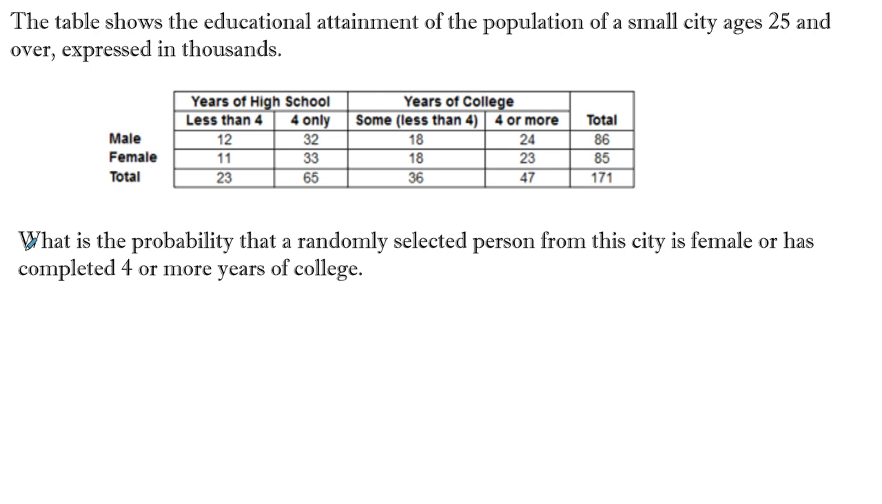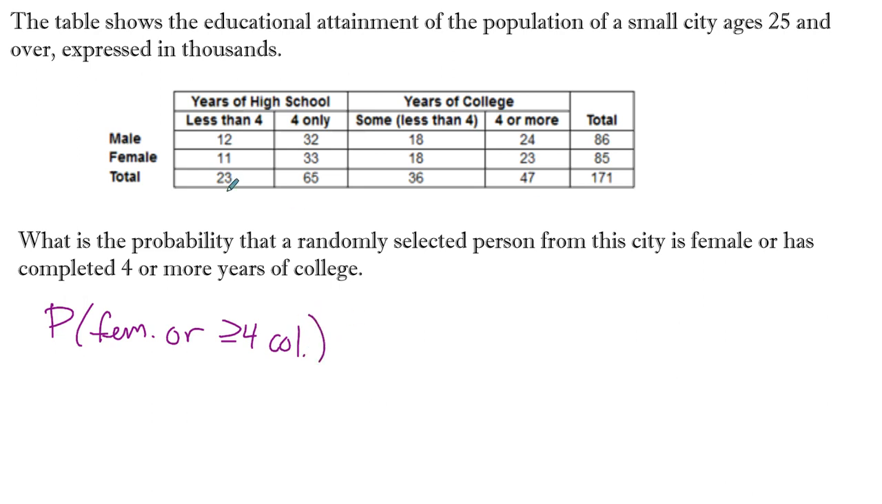Next, let's take a look at dealing with tables, so tables of values. The table shows the educational attainment of the population of a small city ages 25 and over expressed in thousands. What is the probability that a randomly selected person from this city is female or has completed 4 or more years of college? So writing this out, we are looking for females or 4 or more years of college.